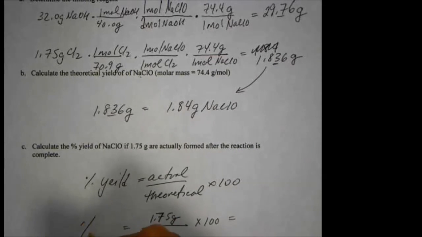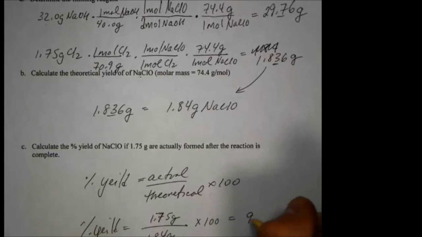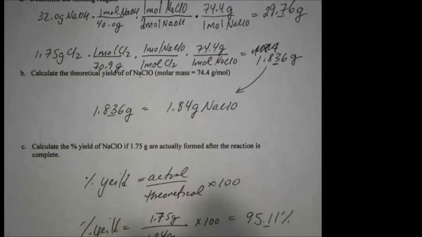So our percent yield will be 1.75 divided by 1.84 times 100. So we get a percent yield of 95.11%. And with sig figs, since we have 3 sig figs, the final answer is going to be 95.1%. Okay, so that basically takes you through the practice questions.